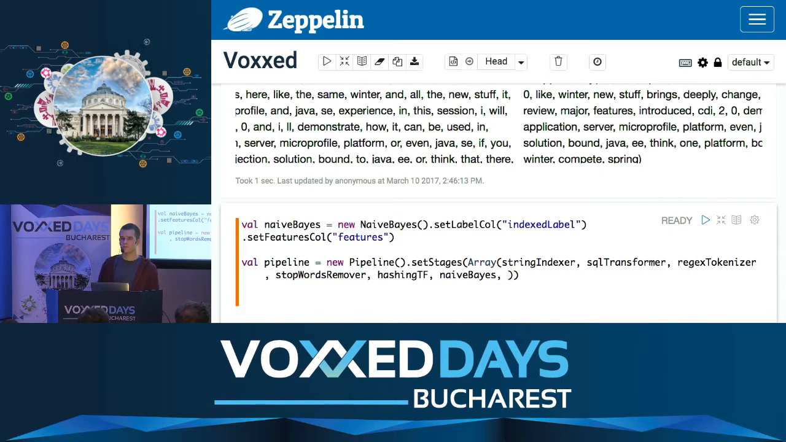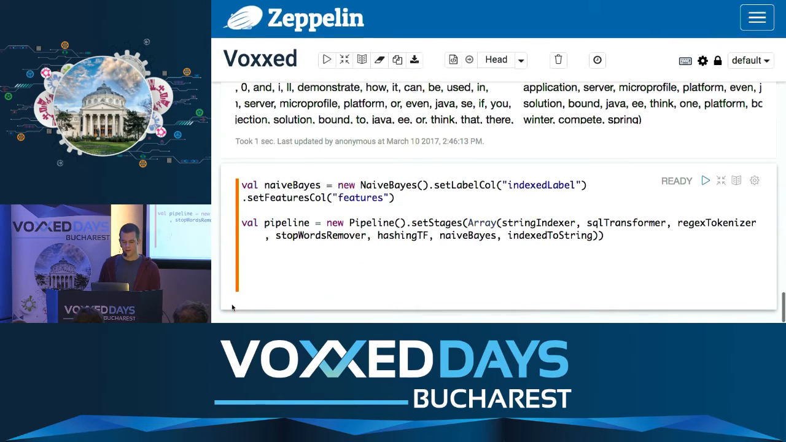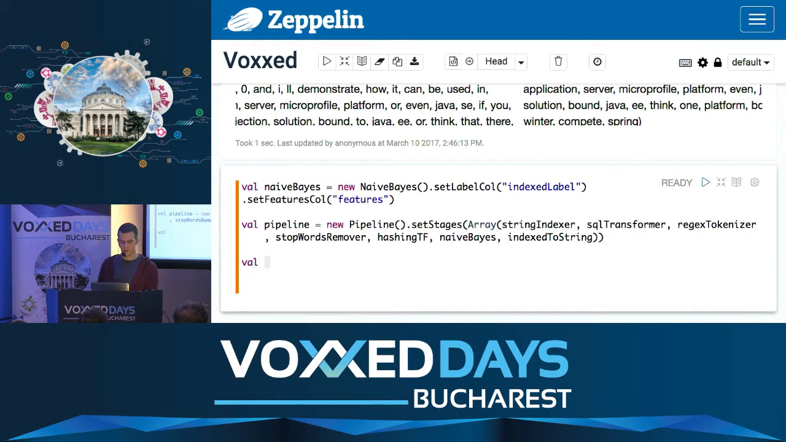And naive Bayes produces the numerical prediction, and we want to transform this numerical prediction back to the label. So it's index to string, the one transformation which we defined at the beginning, but have not used. And we will create the model now, but we will actually create this model using a split into train and test datasets. So let's split our original data.